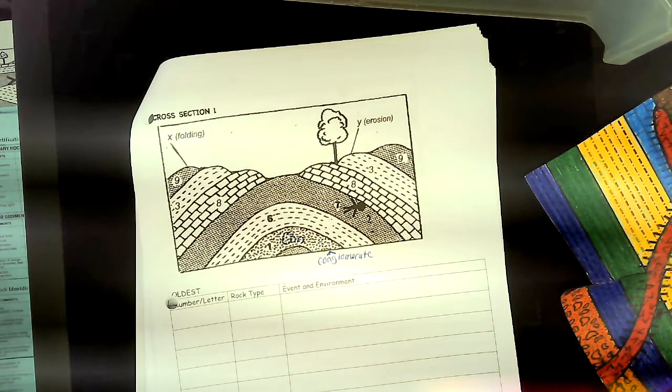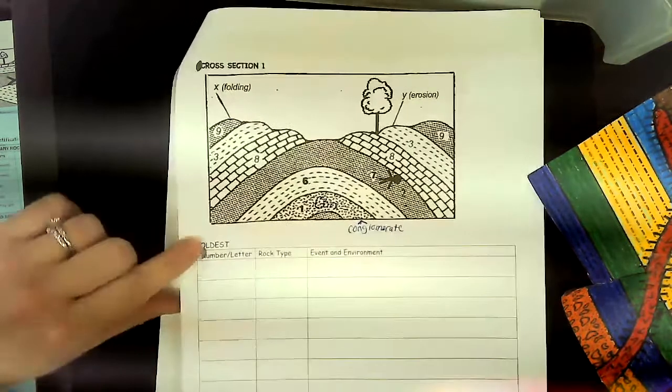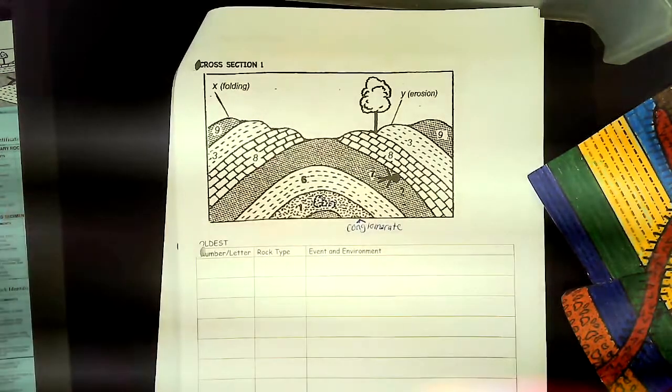So we got to put these in order. It tells us oldest to youngest at the bottom. So we're putting oldest at the top here, which, be careful. Sometimes like in the lab, they're going to ask for the youngest then the oldest. So always read carefully.